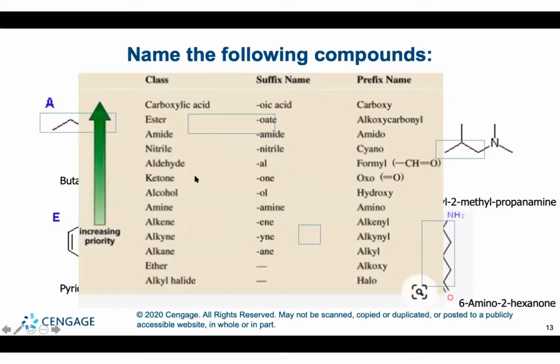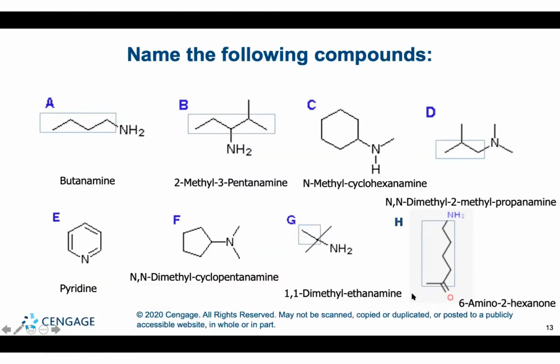Here I have a ketone. Here I have an amine. Which one is prior? Ketone. So my parent name should be ketone. So we find the longest chain.